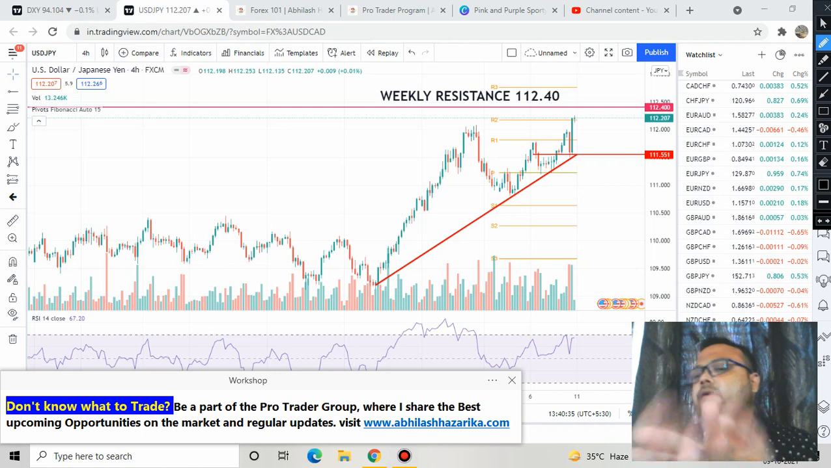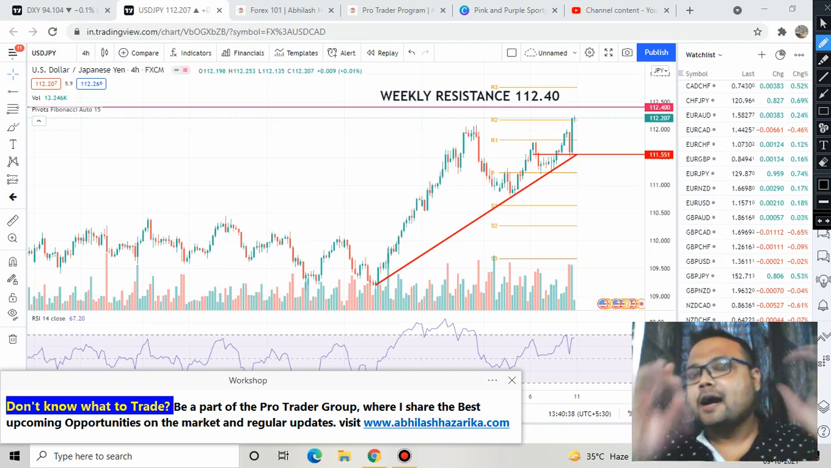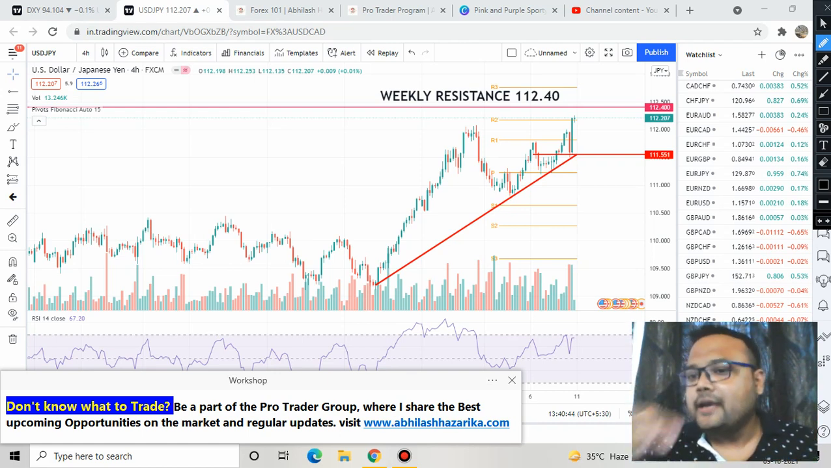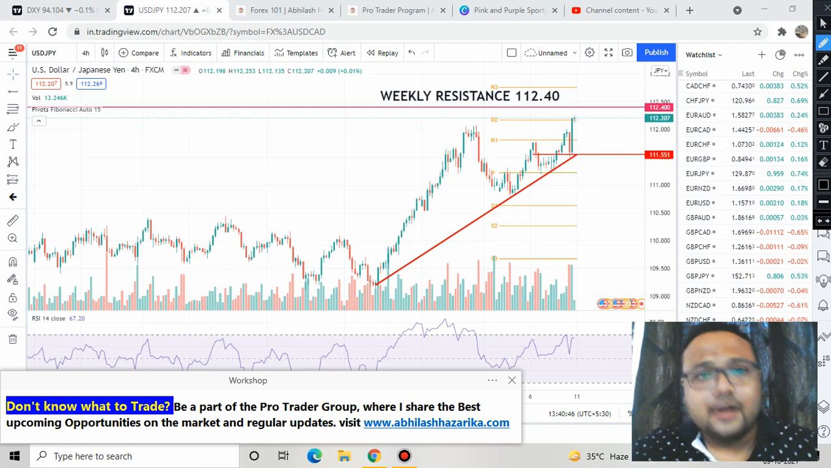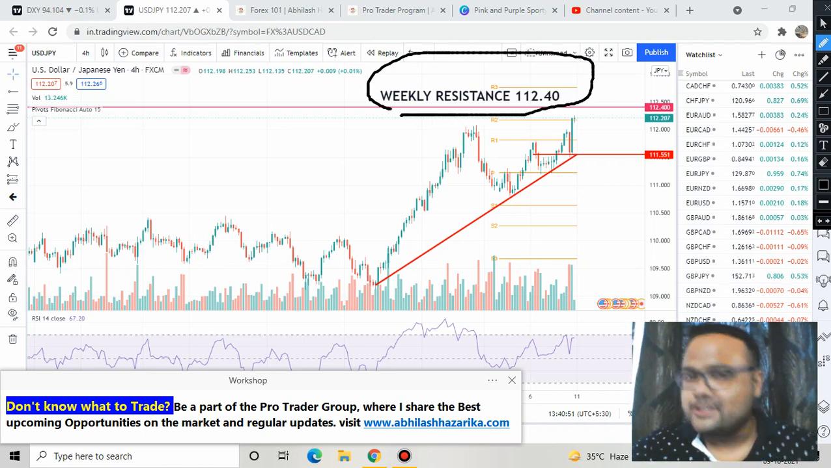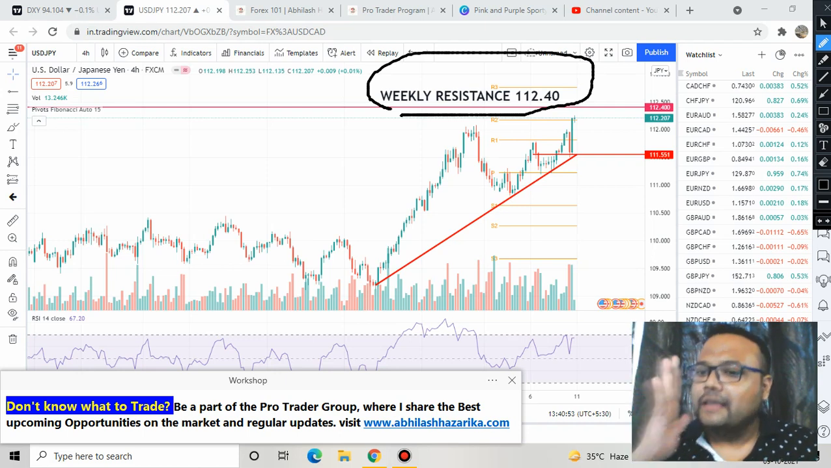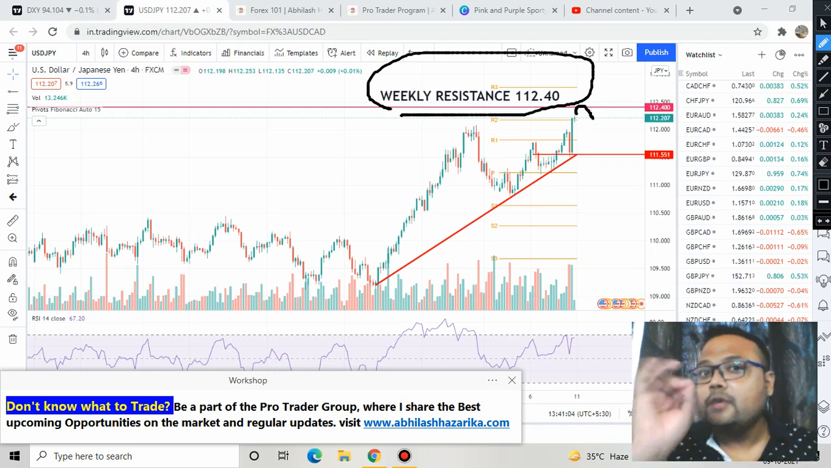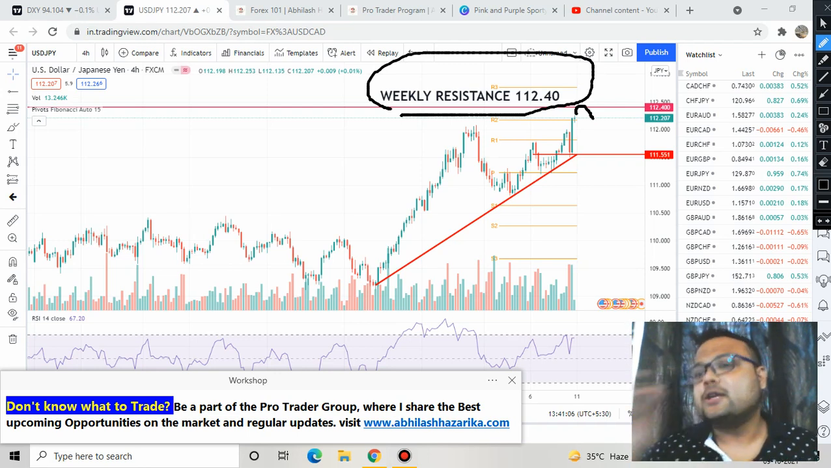In the case of USDJPY, we have seen that 109.75 was a very crucial level for the last 4 to 5 months. So again we are encountering another weekly level of 112.40 on USDJPY. If there is good selling, or if you find the market unable to cross the level of 112.40, then you can short the market. Yes, you can short the market.